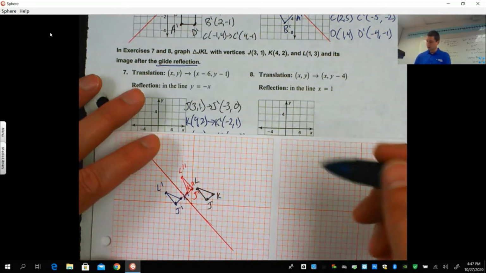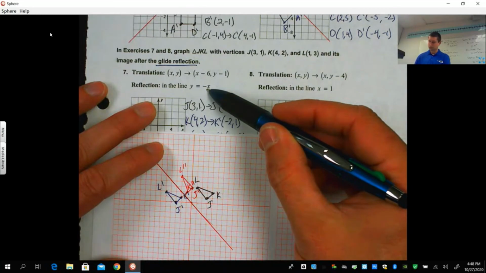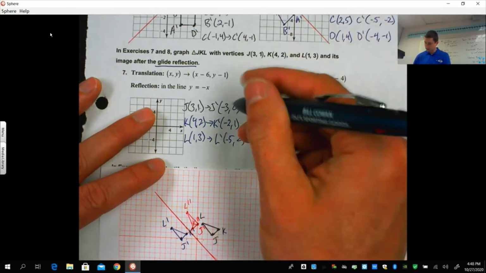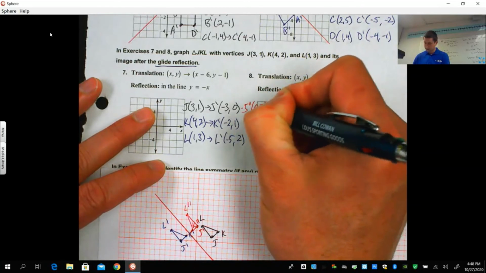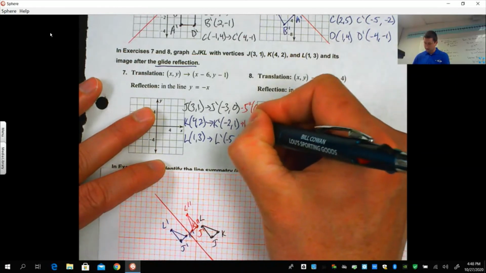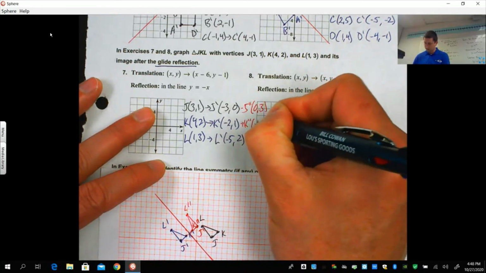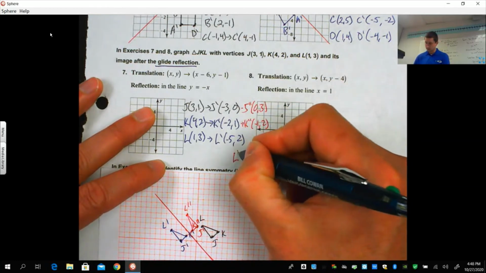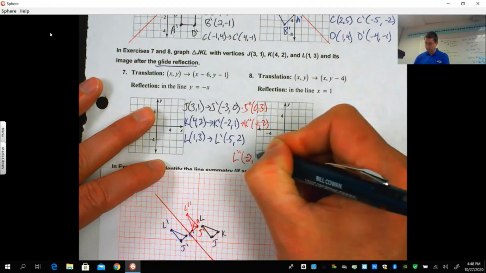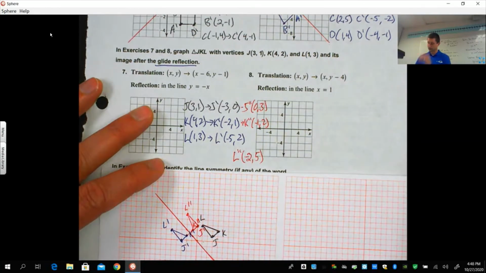You can also follow the rule here. Remember, this switched everything around. So you could say J double prime should be 0, 3. K double prime should be negative 1, 2. Switch the order and take the opposites. L double prime should be negative 2, positive 5. Negative 2, 5.